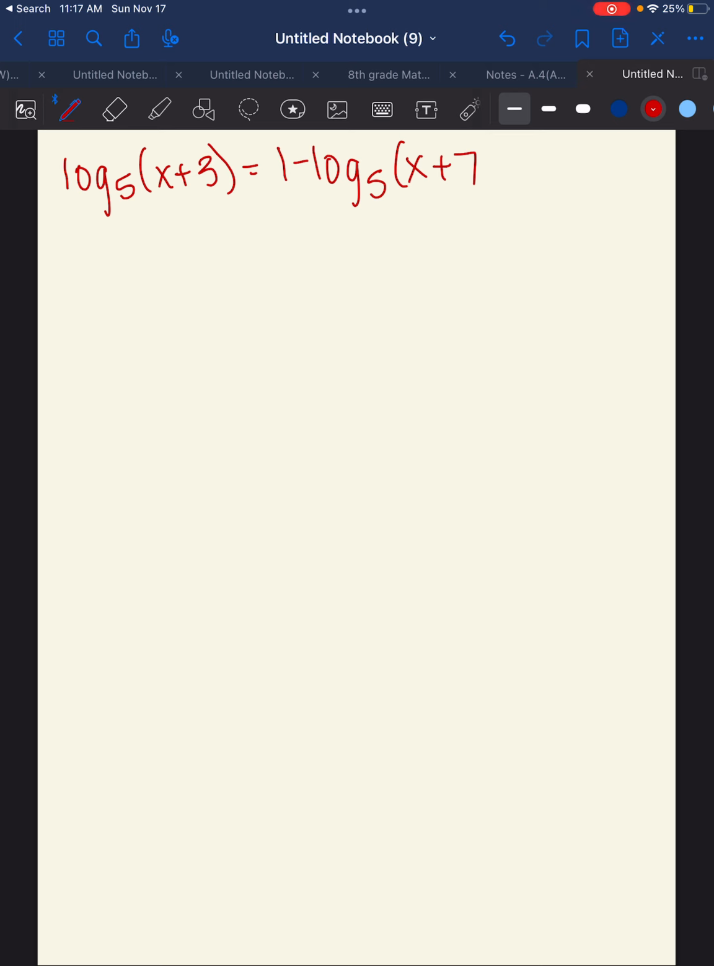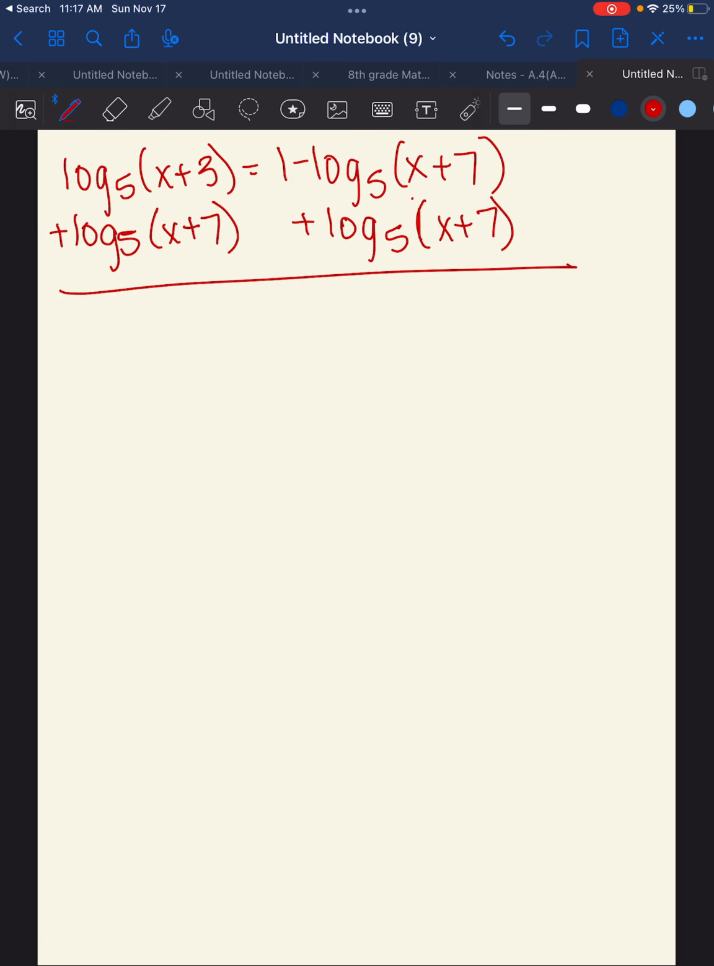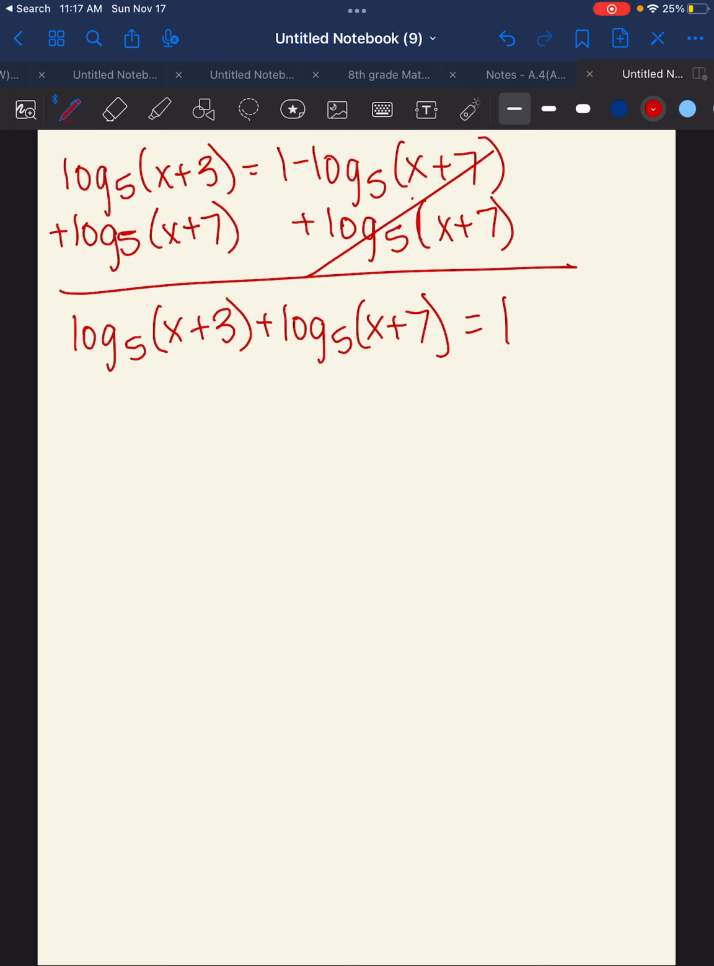All right, we're trying to get x by itself. So what you're going to do is first move that log base 5 of x plus 7 over to the left side. Right now it's negative. In order to move it to the left side, I am going to add it. Whatever you do to one side, you must do to the other side. This was that long question that we did in class the other day. Equals 1.